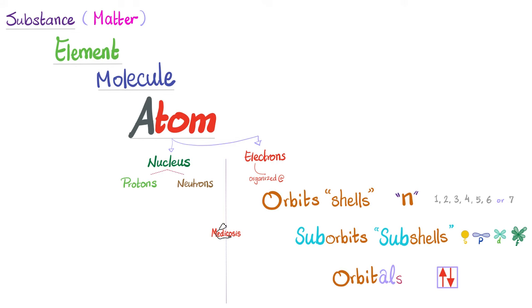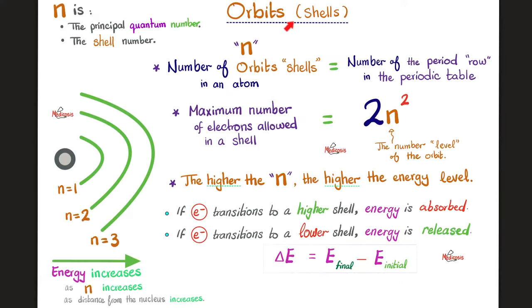Remember that elements are made of molecules, each molecule is made of atoms, and the atom has a nucleus centrally and electrons peripherally. The electrons peripherally are organized in shells or orbits, followed by subshells or suborbits, and then orbitals. Each orbital can carry a maximum of 2 electrons with opposite spin. Let's talk about shells. Here's the first shell, n equals 1. Second shell, n equals 2. Third shell, n equals 3.